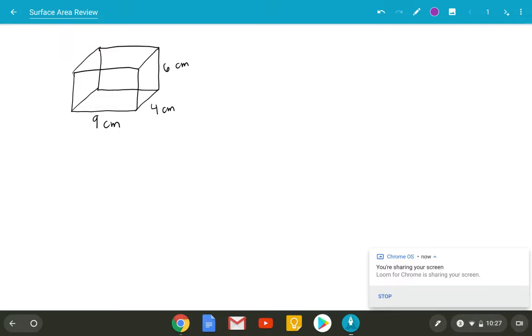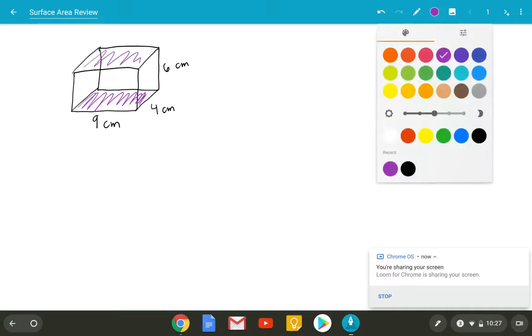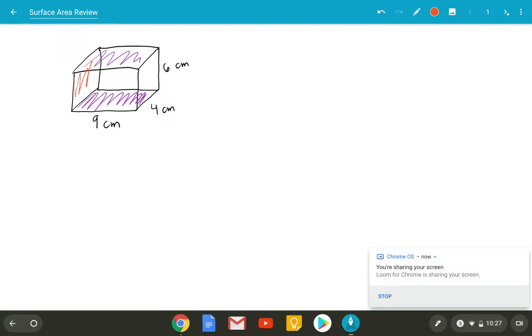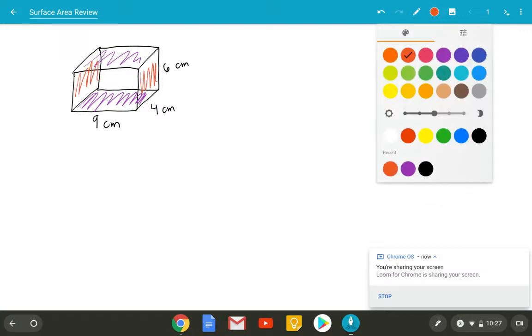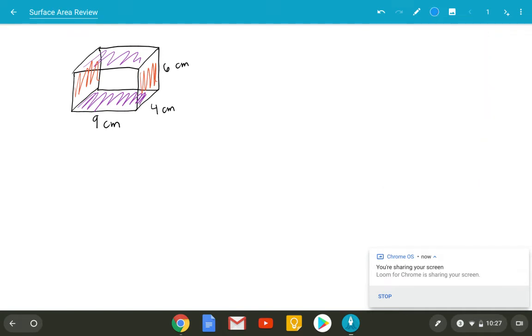So when you're finding surface area, we already talked about, you need to find the area of all of the faces. So this would be the bottom face and the top face. And then we have the right face and the left face. And then we also have the front and the back. So all of those faces, there are 3 different faces, and we have to find one of each of those faces and then multiply the whole thing by 2.